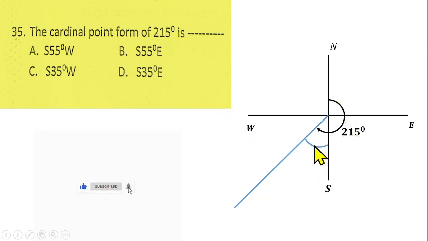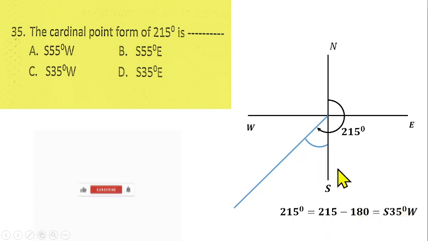How can we find from here to here? It's very simple. From the north to this line is 215, and from the north to the south is 180. If you remove 180 from 215, that will give us what we have here. So 215 minus 180 gives us 35 degrees from the south to the west. That gives us 35 degrees southwest, which is option C.